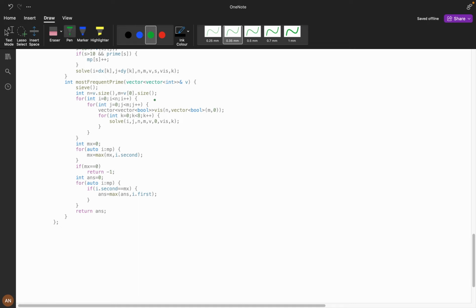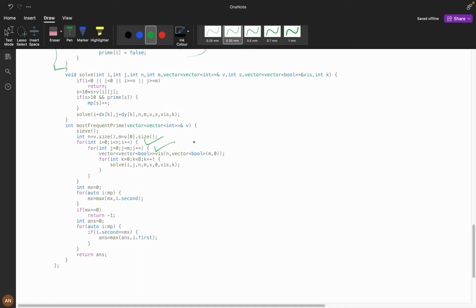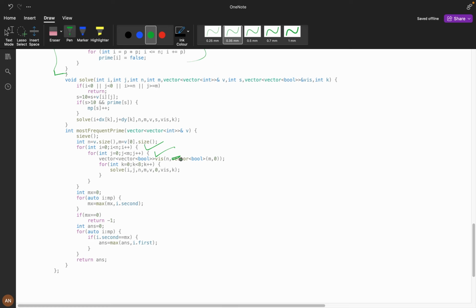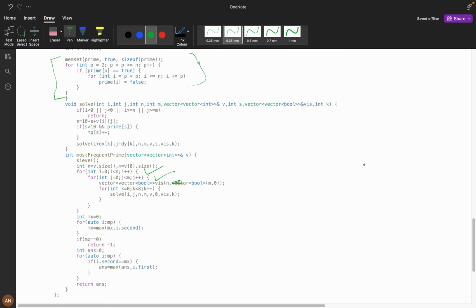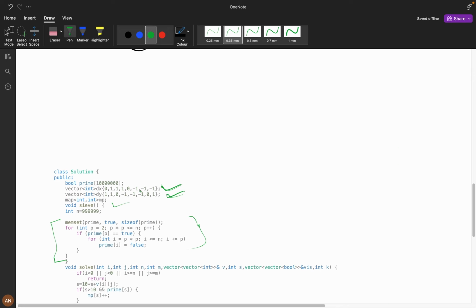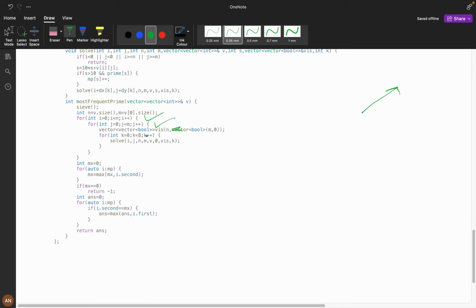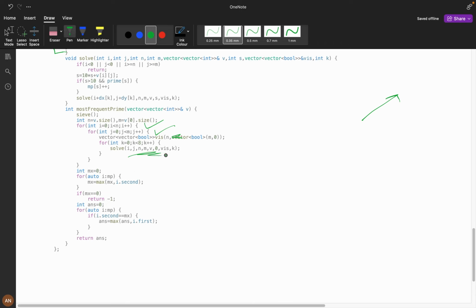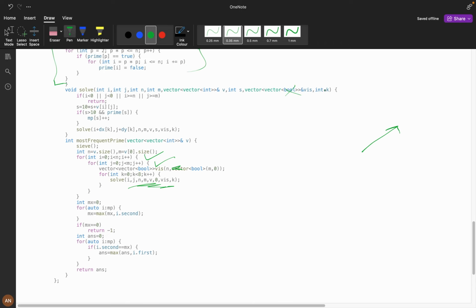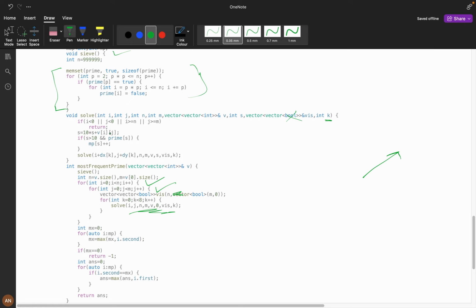Now we will iterate i equals 0, i less than n, j equals 0, j less than m, and we have visited. This is not required definitely, because we are going in a single direction, so visited is not required. Now k equals 0, k less than 8, because we have 8 possibilities. Solve i, j, n, m, forget about visited, we have k as my index. Now s equals 10 into s plus v of ij.